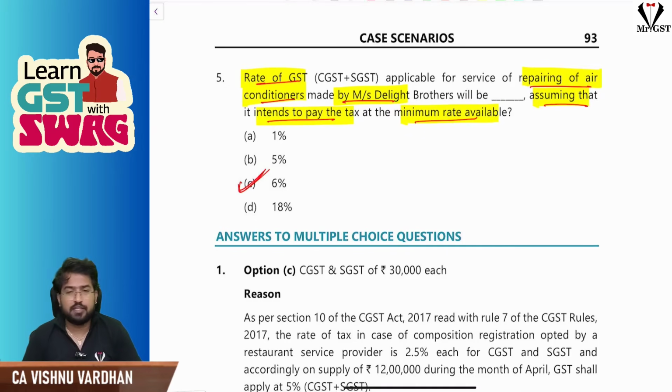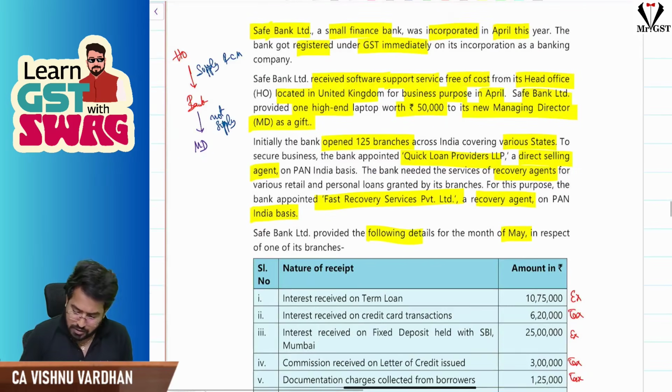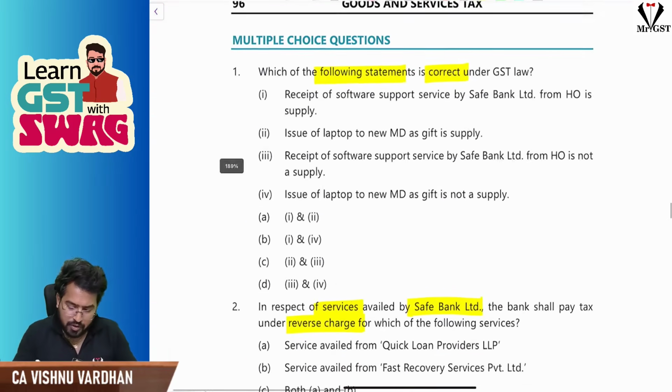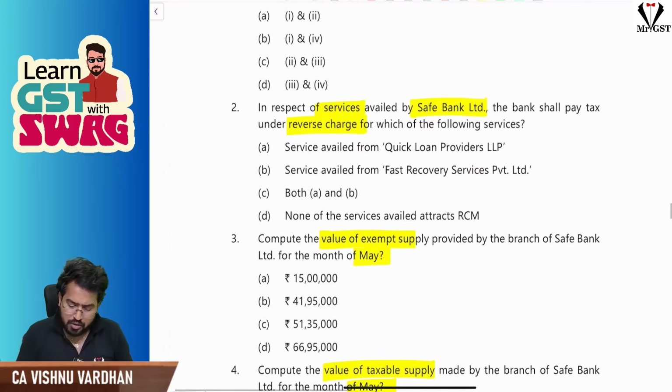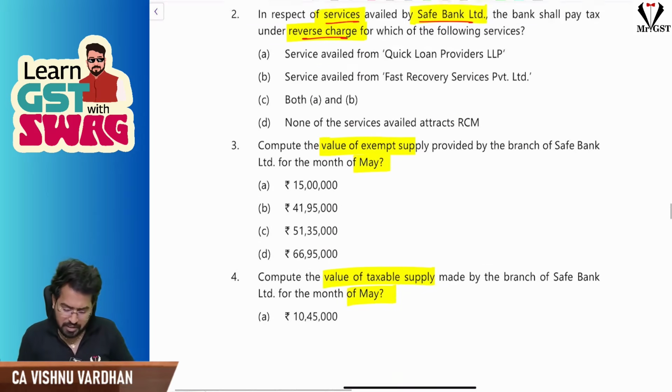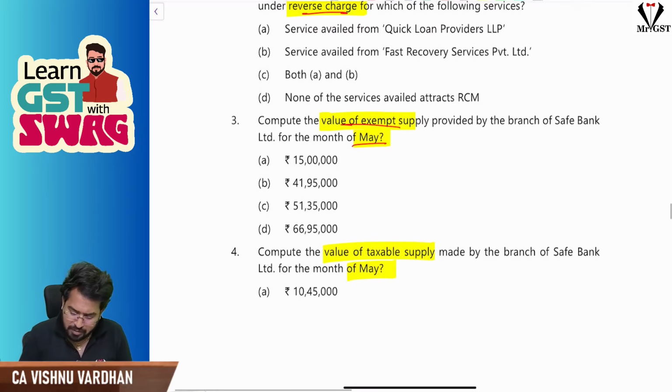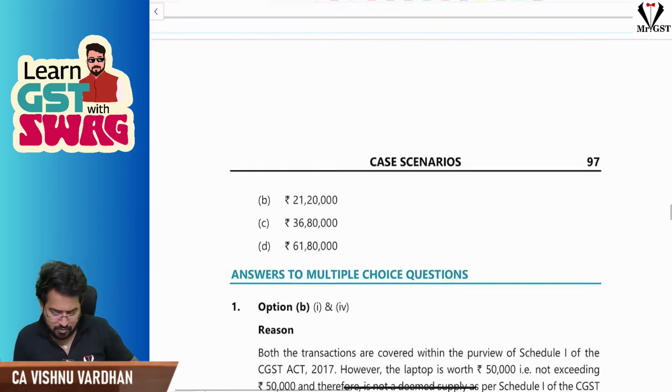Simple one. With this, we are done with this case study also. So the next case scenario, let us see the questions. Which of the following statements is correct, you have to check. What are the services availed by Safe Bank Limited which will attract reverse charge mechanism? What is the value of exempt supply for May month? What is the value of taxable supply for May month?